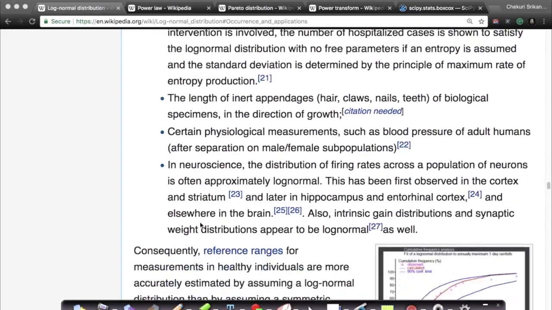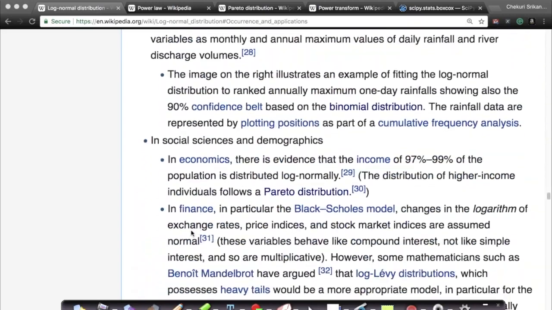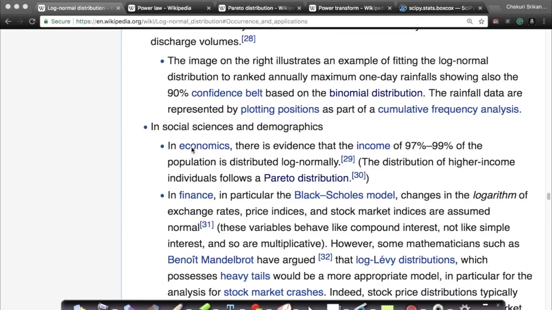Having said that, let's go and see some other very interesting things. By the way, the other interesting thing is incomes in economics. In economics, there is good evidence that for almost 97 to 99% of your population, their incomes are log normally distributed. But the distribution of the top 1% of higher income individuals follows something called a Pareto distribution. We'll come to what it is.